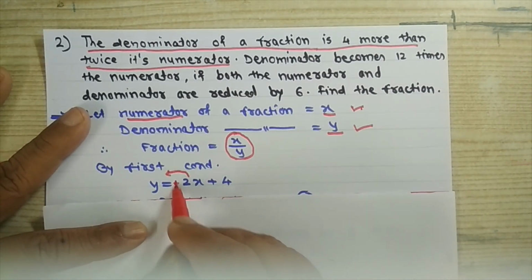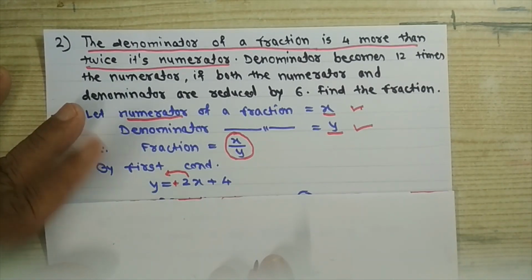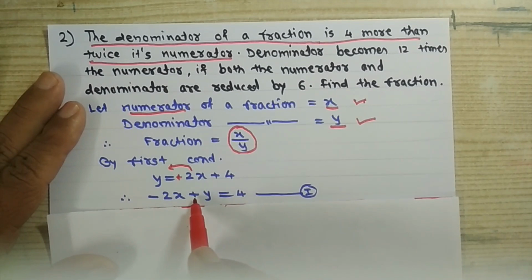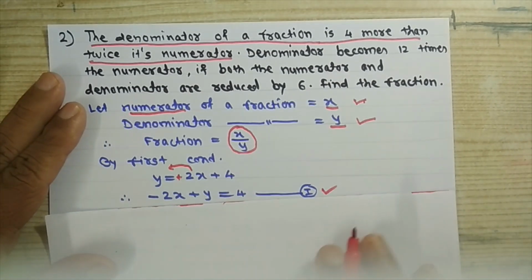Its sign here plus, then it becomes minus. Then that equation becomes minus 2x. When we have to take it to the left side of that equality, it becomes minus 2x plus y is equal to 4 is the first equation.